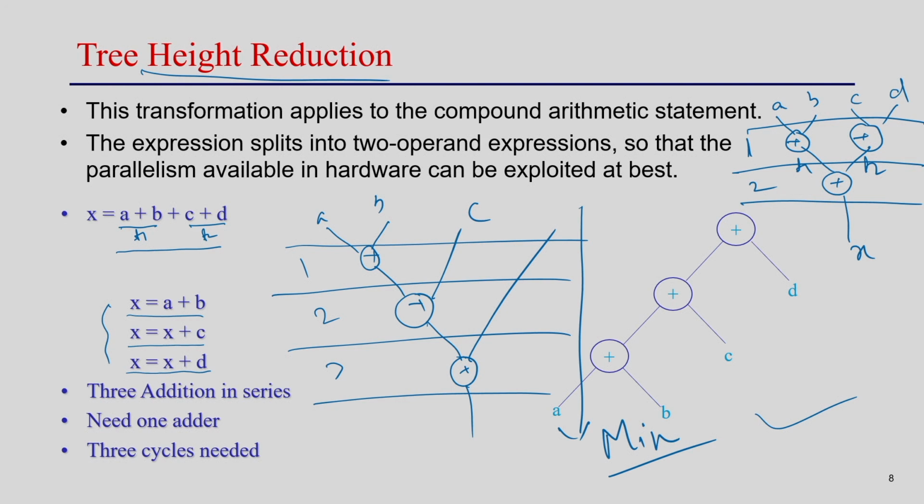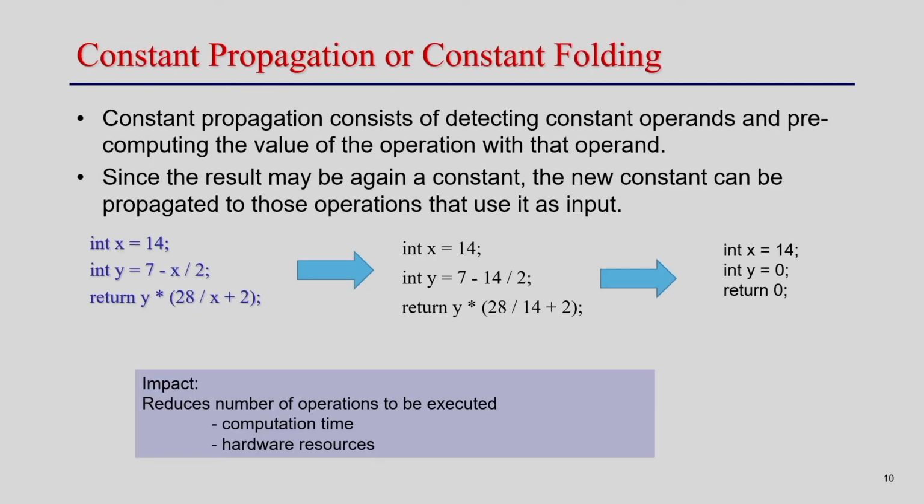So, if the tree height is reduced, the overall schedule time and hence the overall latency of the circuit that will be generated will be less, right. So, this is what tree height reduction is, and it is a very important optimization. Another important optimization is called constant propagation or constant folding.